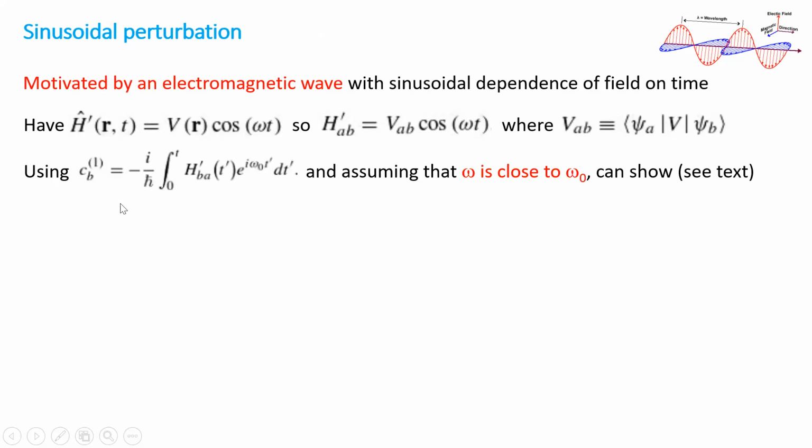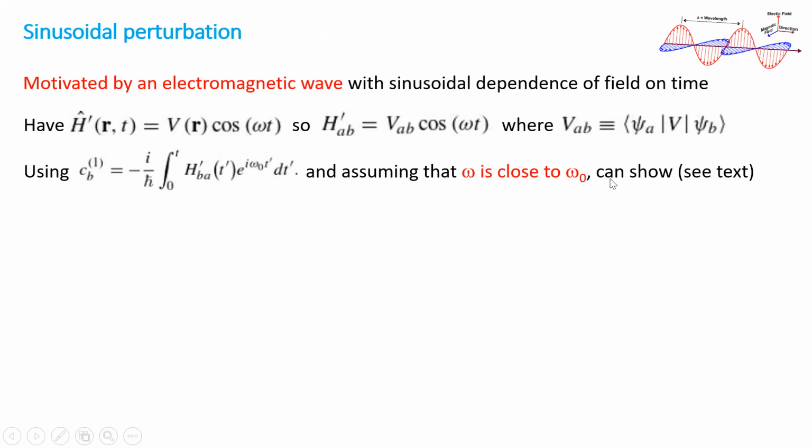Okay, so if we use our expression to first order for the transition from state A to state B that we looked at on the previous slide, that was given here, we make an assumption that omega, the frequency of the sinusoidal perturbation, is close to omega naught, where omega naught is the angular frequency associated with the difference in the energy levels of B and A. And that makes sense, because to appreciably drive a transition between state A and B, we need to have the frequency match pretty closely to the frequency of the transition.